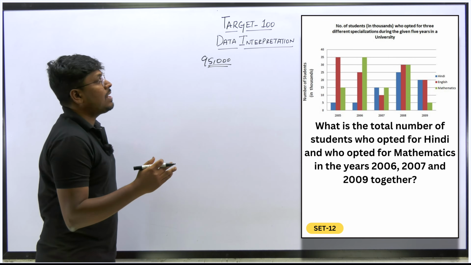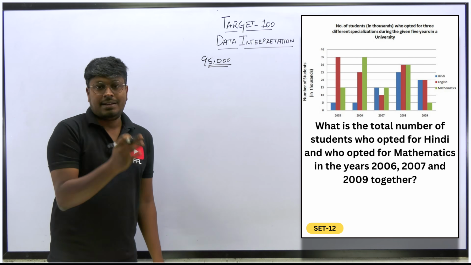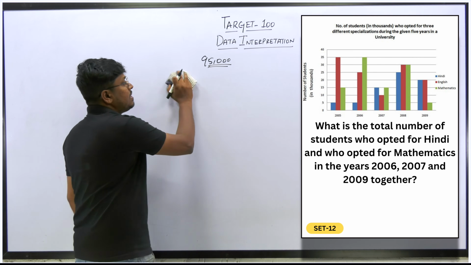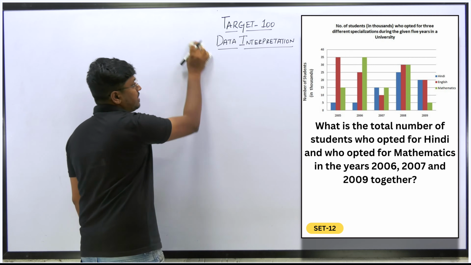So our target is to find who opted in total, right? Hindi as well as mathematics. So the total will be 95,000. So 95,000 will be the answer for question number 3.